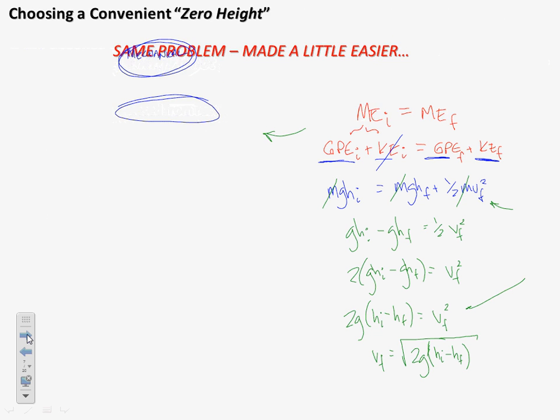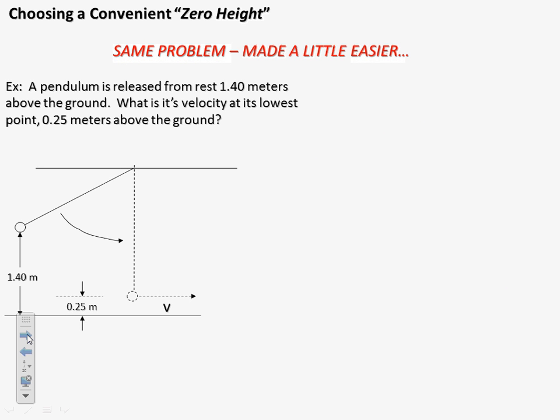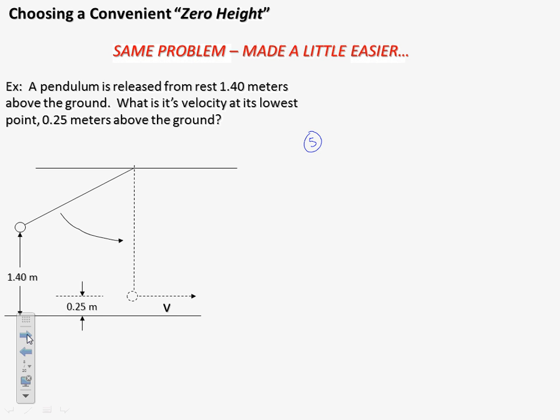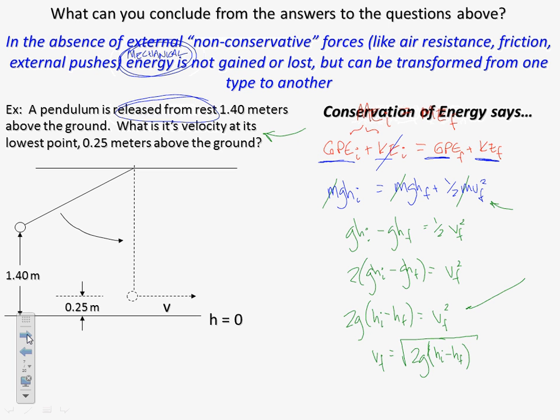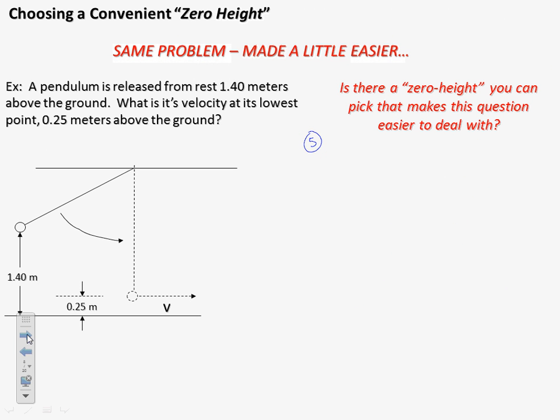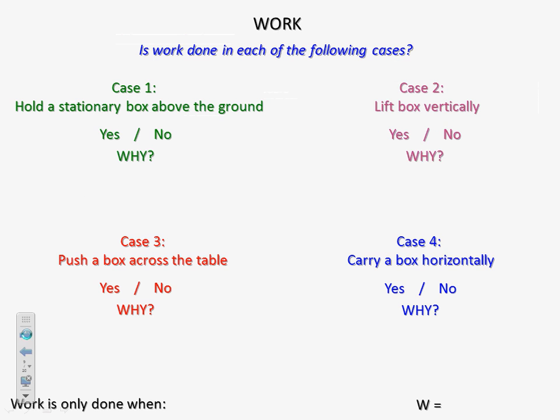Now, look at the same problem. Remember, we said you, the savvy physicist you are, get to choose a convenient zero height if you want to. So is there a convenient zero height you can pick? Well, this is homework number 5, or 6, or 7, I don't know. Do the same problem, get the same answer that you'd get here by doing this work, but make your job a little easier by picking a convenient zero height. Okay? Boo, work.